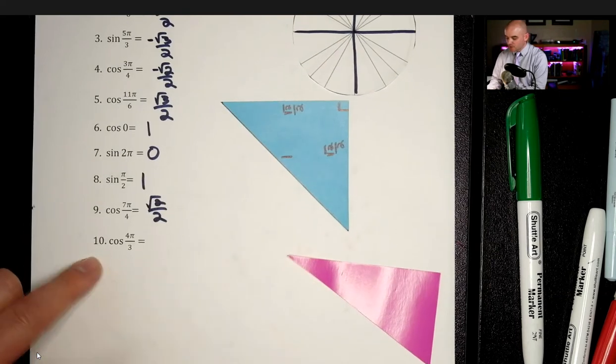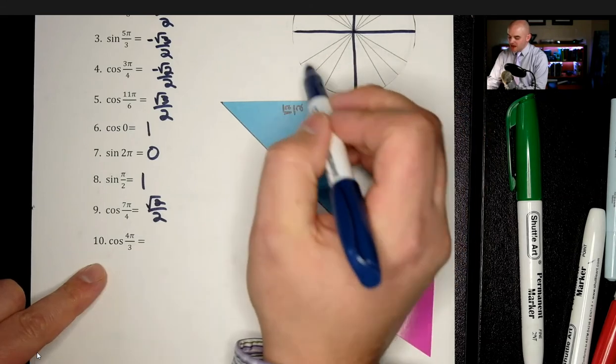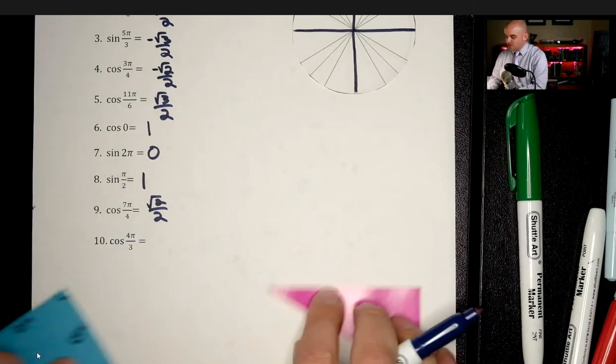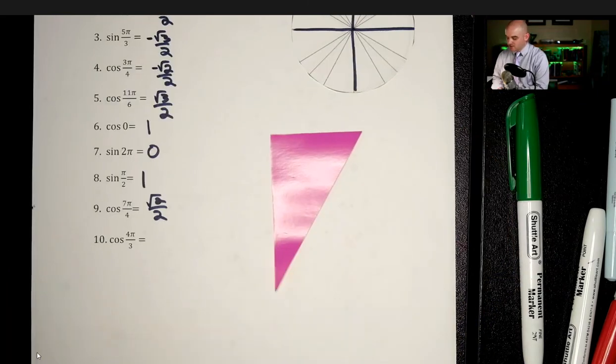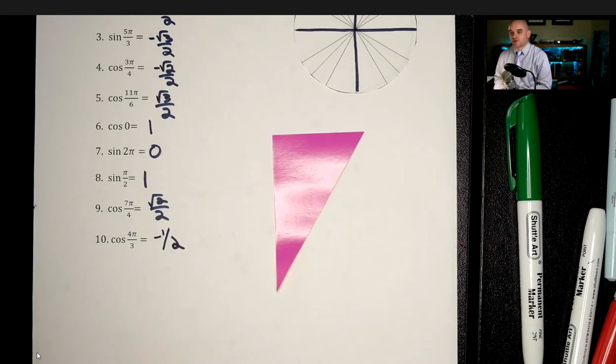The cosine of 4 pi over 3. 4 pi over 3 is 1 pi over 3 past 3 pi over 3, which is going to be right here. It's going to be this triangle, oriented like this. The cosine value is your x value, so I'm going to get negative 1/2 right there.